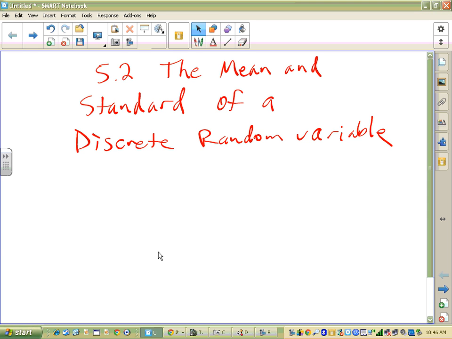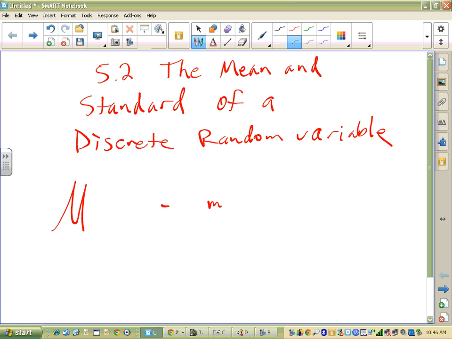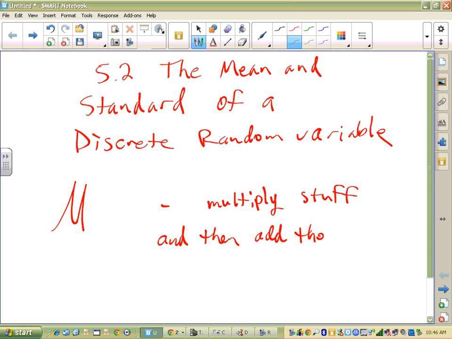So 5.2, the mean and standard deviation. Okay, so if you remember, the mean was a mu, right? And the way it's calculated is this. You multiply stuff, and then add those products. I know that seems really elementary, really crude, a really weird way.